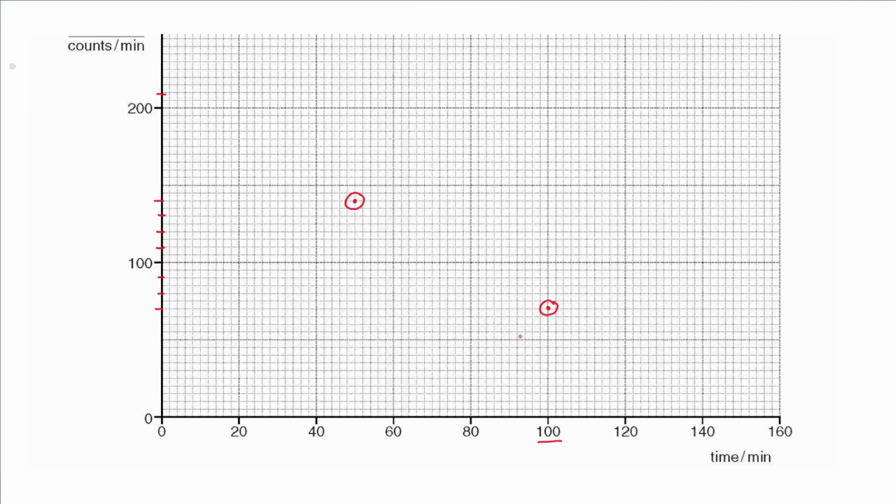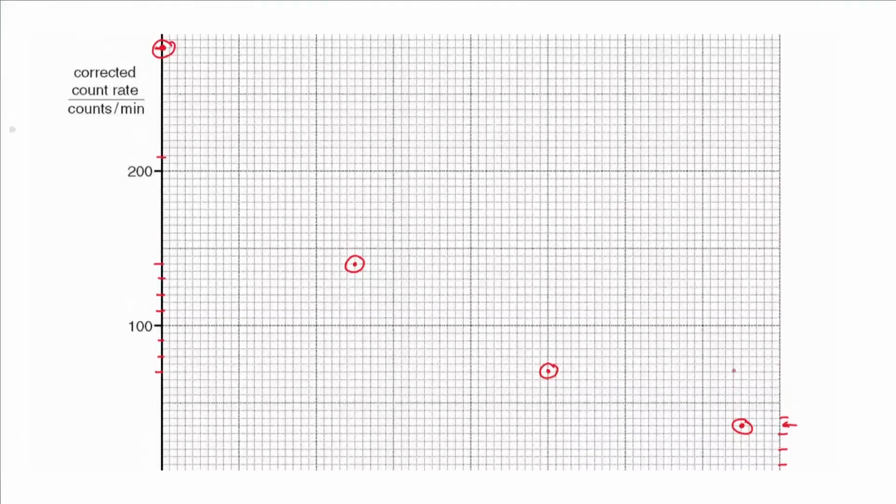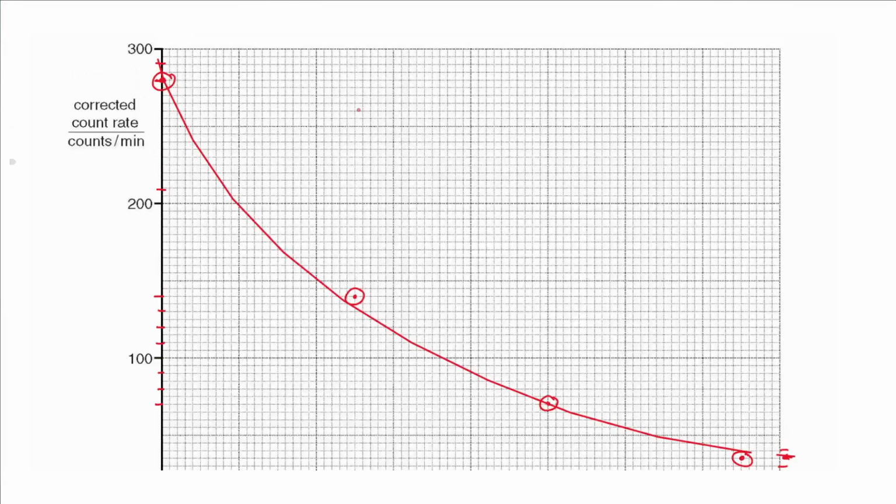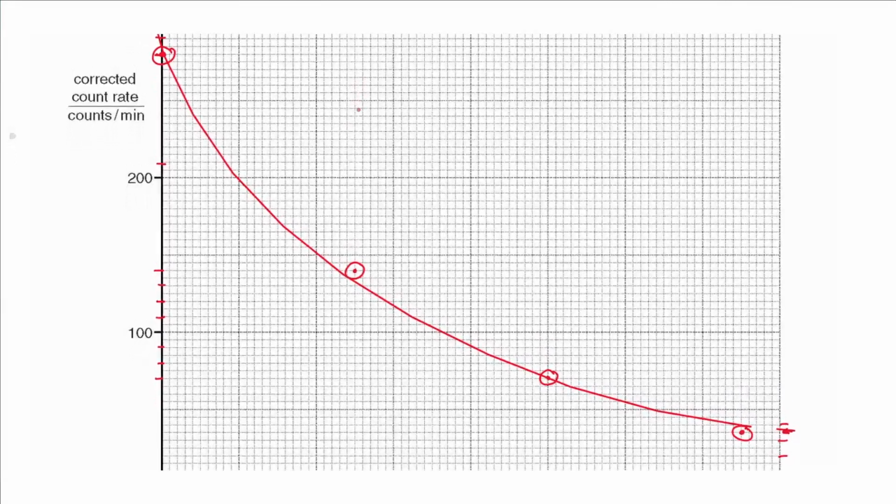We still have space for the third point, which is 150 minutes. After another 50 minutes, another half-life, the reading decreases by another half. So 70 divided by 2, that gives 35. This is 10, 20, 30, 40. So 35 is here at 150 minutes. So these are the points. We need to connect a line which looks like a curve. This is the best curve I could get. It doesn't have to go through all the points, just to be as smooth as possible.